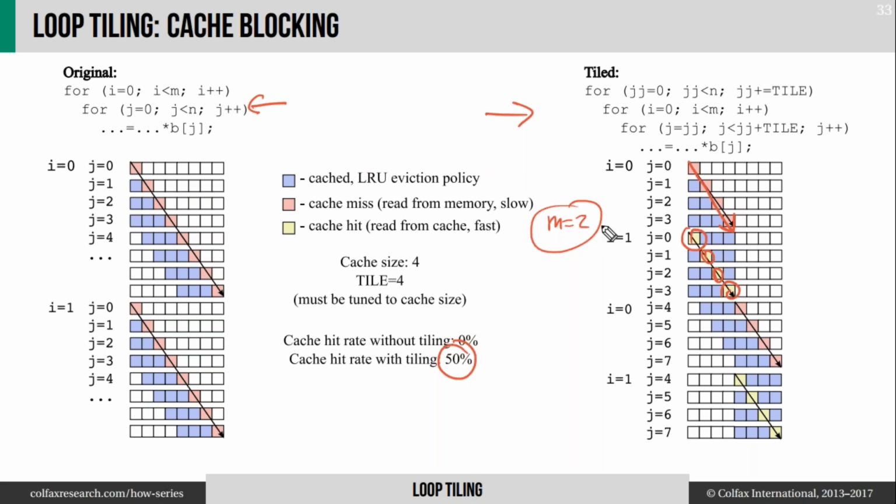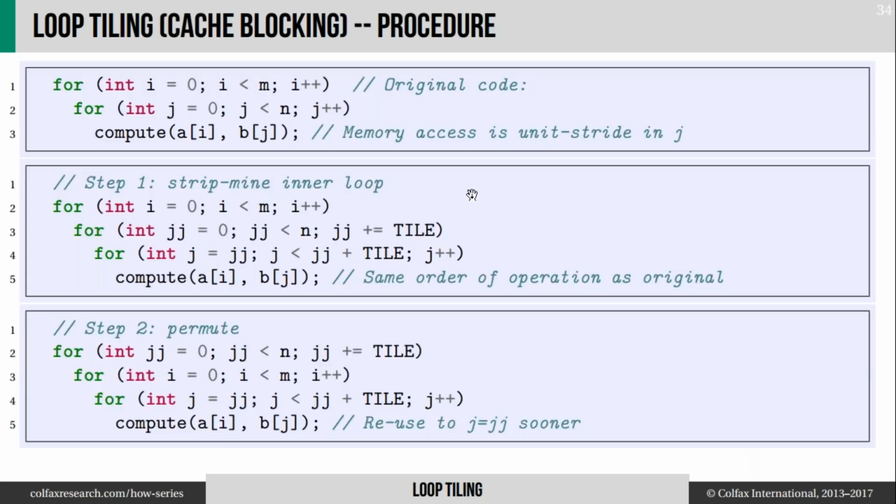This flavor of loop tiling, when you strip mine the inner loop, is called cache blocking. There is a different flavor of loop tiling, which is register blocking. I'm sorry, let me defer that for another minute. I've shown you cache blocking in the diagram.